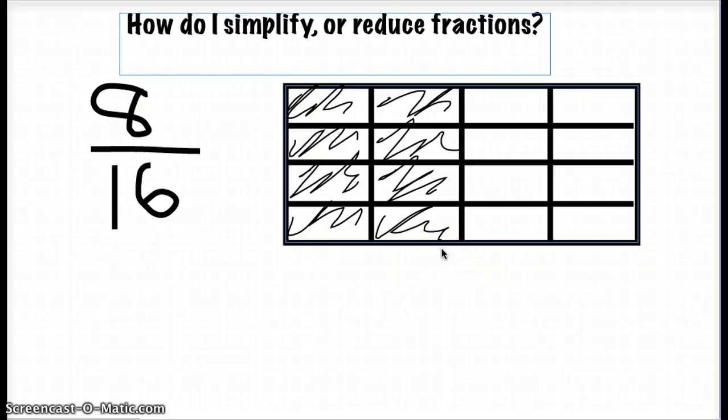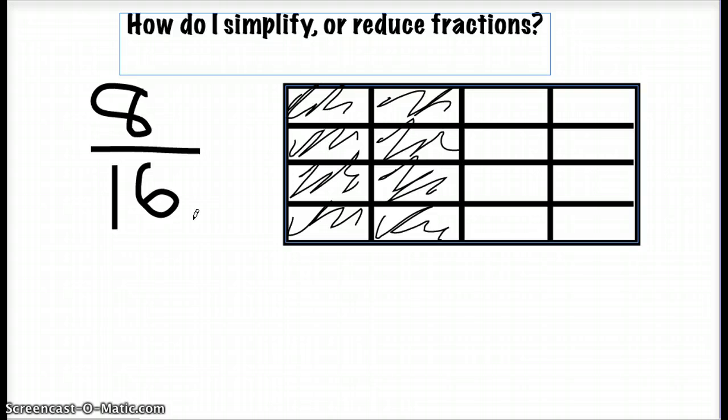Another really important thing you need to know when working with fractions is how to simplify or to reduce them. So we're going to look at a similar fraction that we've seen already today, and that would be 8/16. Here it is represented in a model. Now I know that this fraction is not simplified because they're still sharing more than one factor. When a fraction is in simplest form, this means the numerator and denominator have only one as a common factor.